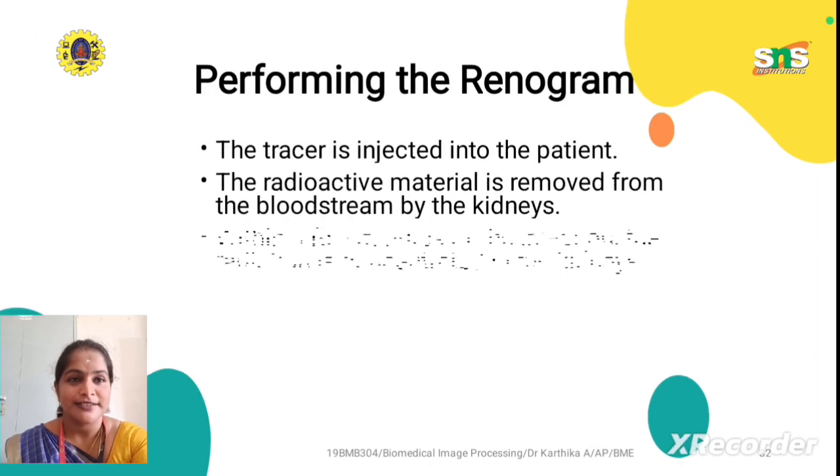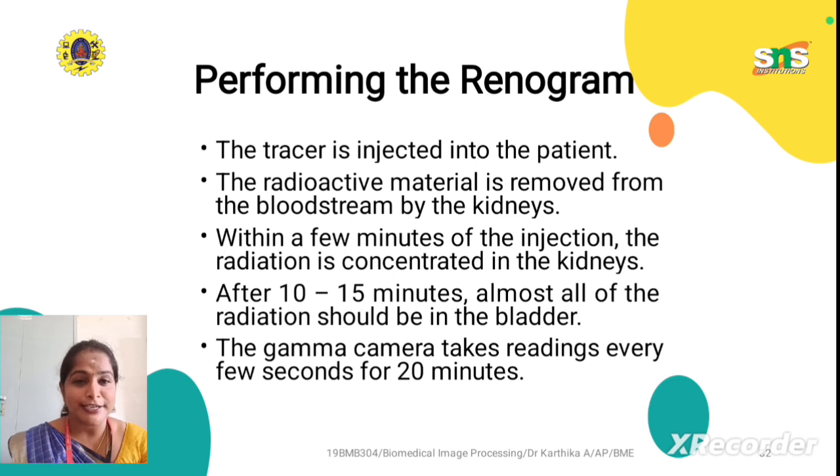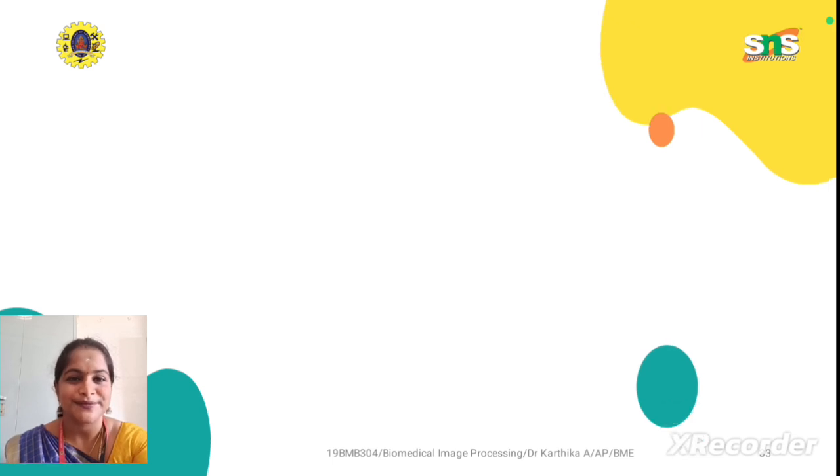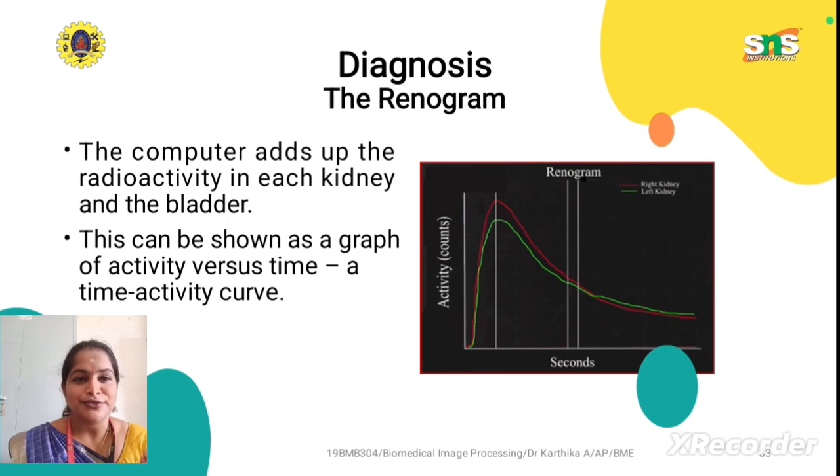In performing a renogram, a tracer is injected into the patient, and the radioactive material is removed from the bloodstream by the kidneys. A few minutes after the injection, the radiation is concentrated in the kidneys. After 10 to 15 minutes, almost all of the radiation should be in the bladder. The gamma camera takes readings every few seconds for 20 minutes. A computer adds up the radioactivity in each kidney and the bladder.